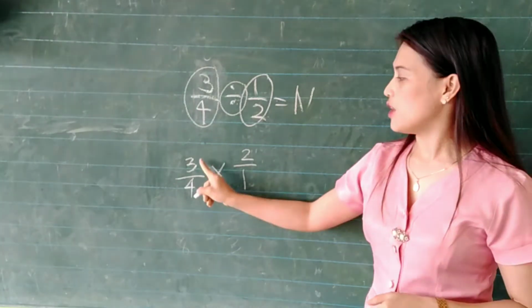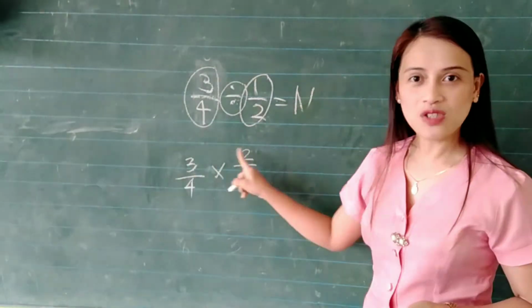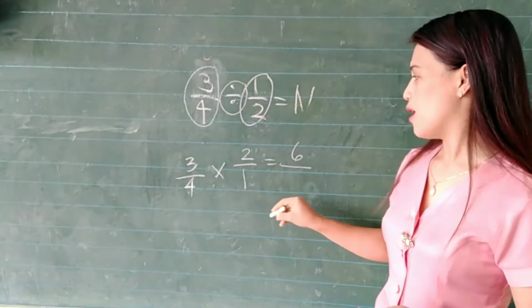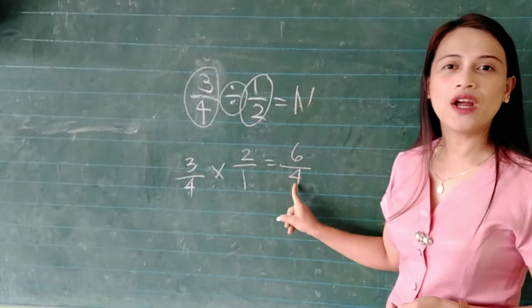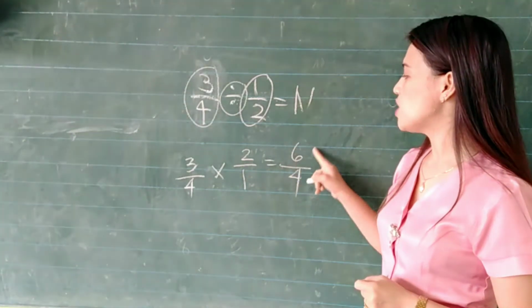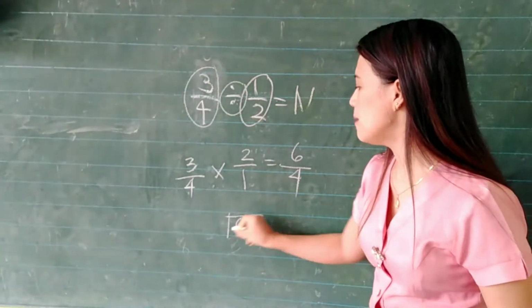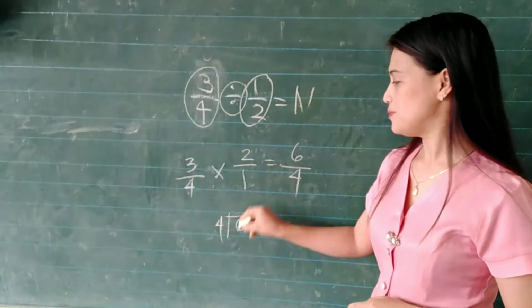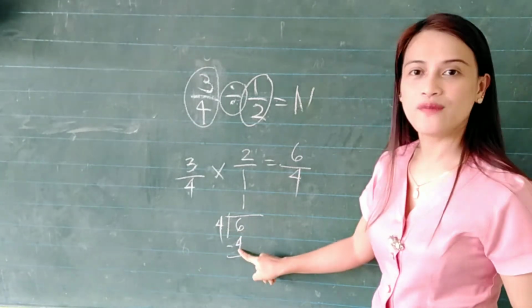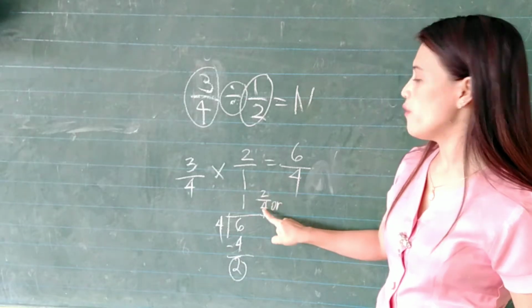So proceed sa multiplication. 3 times 2, 6. 4 times 1, 4. 6 over 4, is this our final answer? No. Since dako man siya, an improper fraction, we are going to divide. Nasa loob si 6, nasa labad si 4. 6 divided by 4, 1. 1 times 4, 4. 6 minus 4, 2. And then copy si 2 over 4.